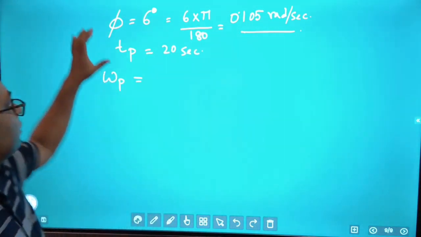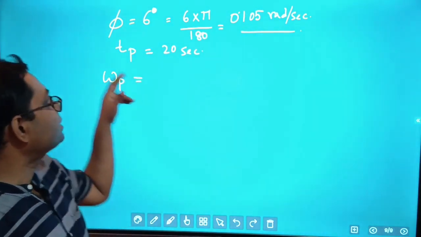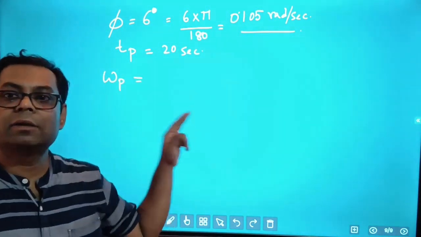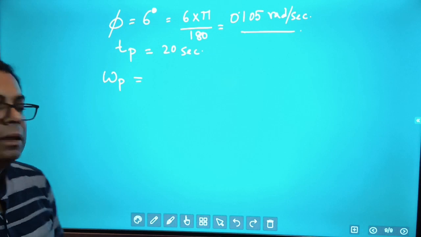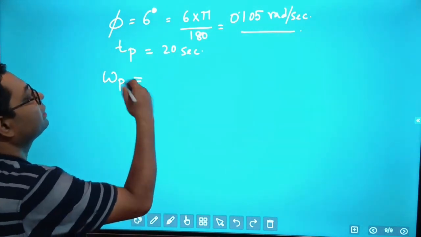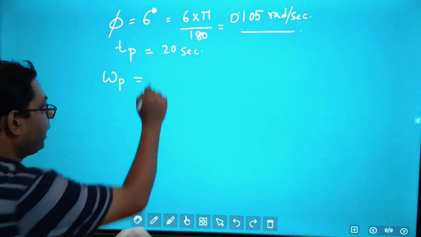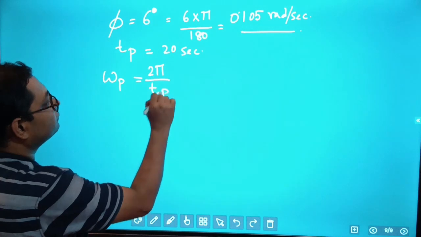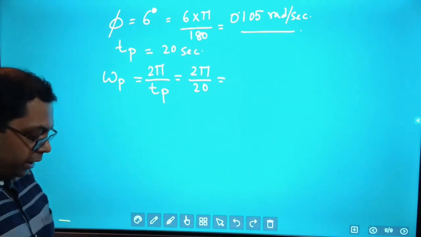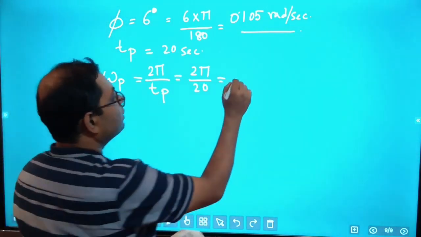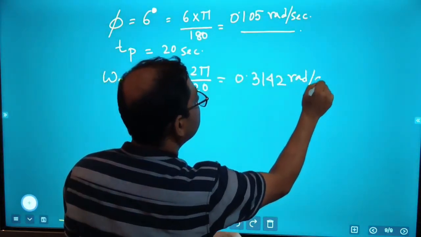In the second part, we know that phi equal to 6 degree, that is 0.105 radian per second. Time period 20 seconds, it is already given. And omega, we know very well, is 2 pi by time period. So if we calculate, we will get this value, 0.3142 radian per second.